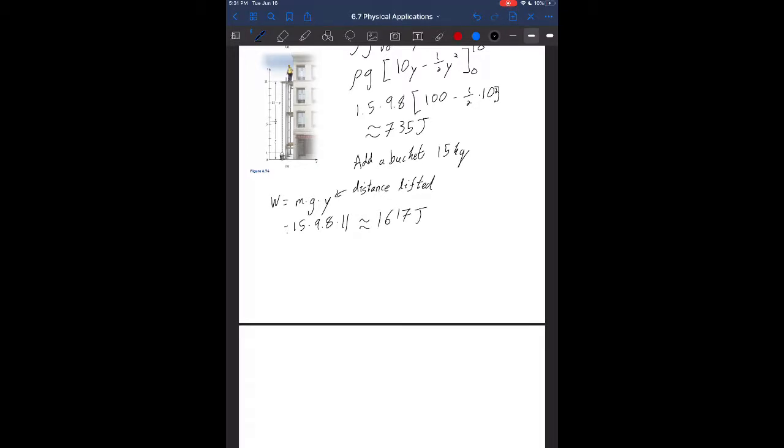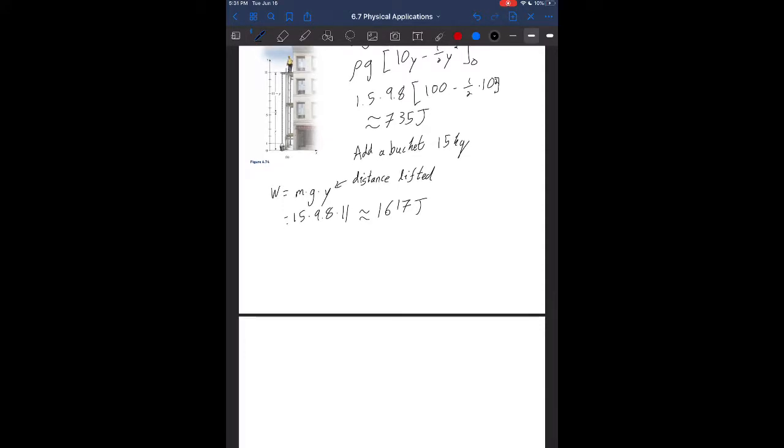So we know how much work it takes to get the chain up. We know how much work it takes to get the bucket up. We can add these together to get the total amount of work. So in particular, we have total work being 2,352 joules, approximately. I rounded off these answers to avoid decimals. So that is just one more application that we have for integrals.